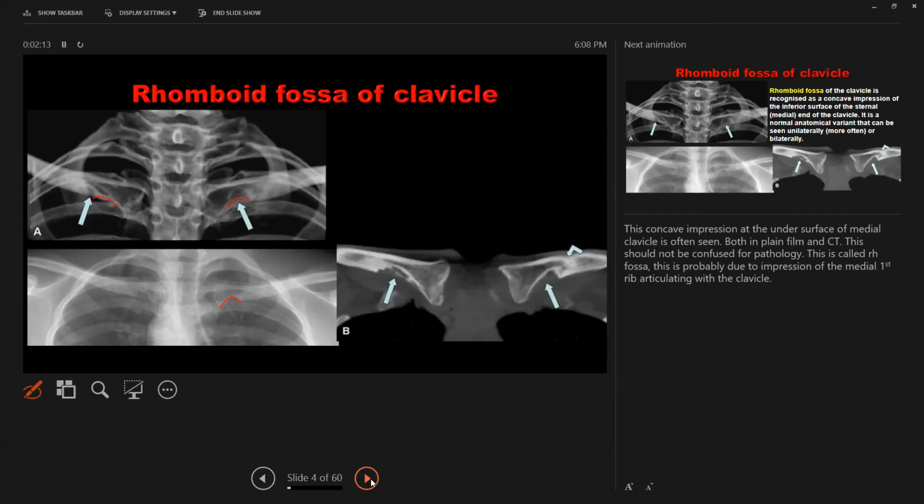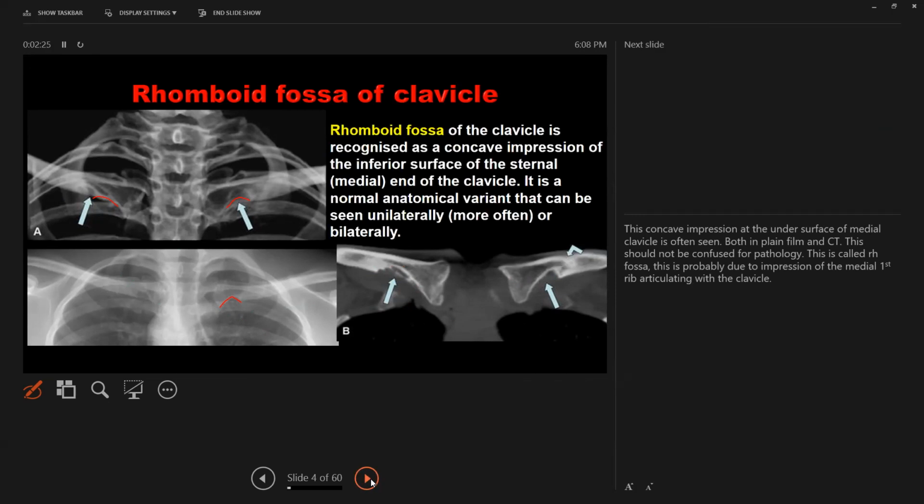It's called the rhomboid fossa of the clavicle, due to close proximity to the first rib. It's just a bony indentation. It shouldn't be interpreted as pathology, especially for juniors. You need to remember the normal variations. This is a rhomboid fossa of the clavicle, the medial end.